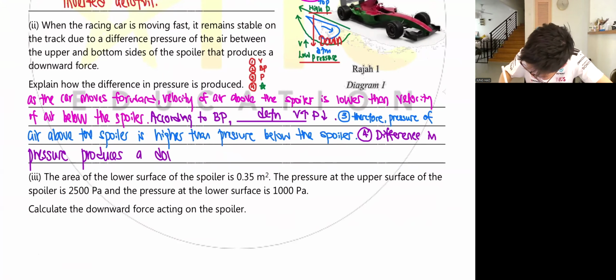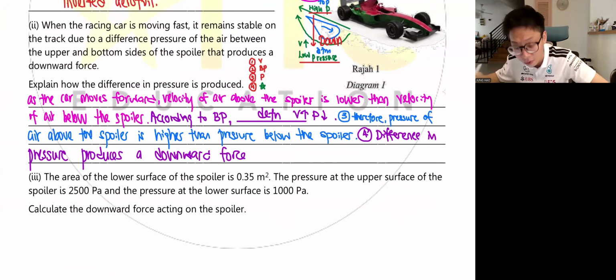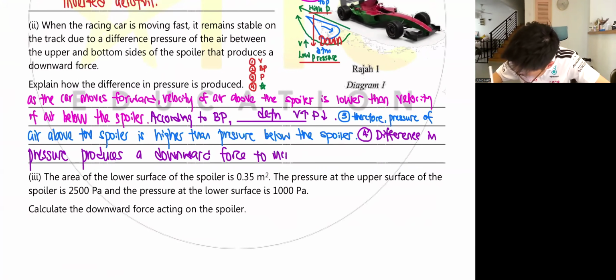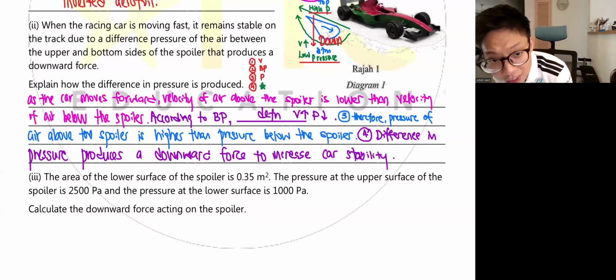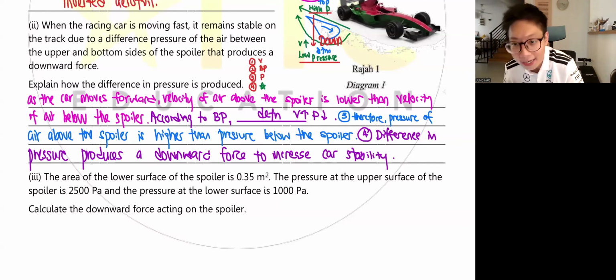So the difference in pressure produces a downward force, or a force that acts downwards to increase stability. You must tell me that there's a difference in pressure. So one side higher, one side lower, one side pressure bigger, one side pressure smaller. The pressure difference produces the force.